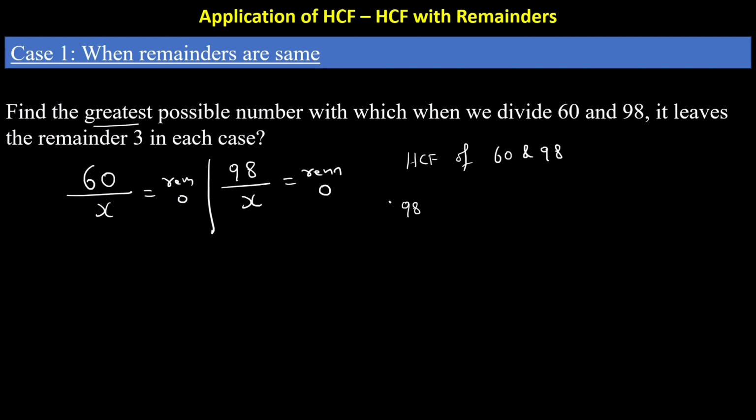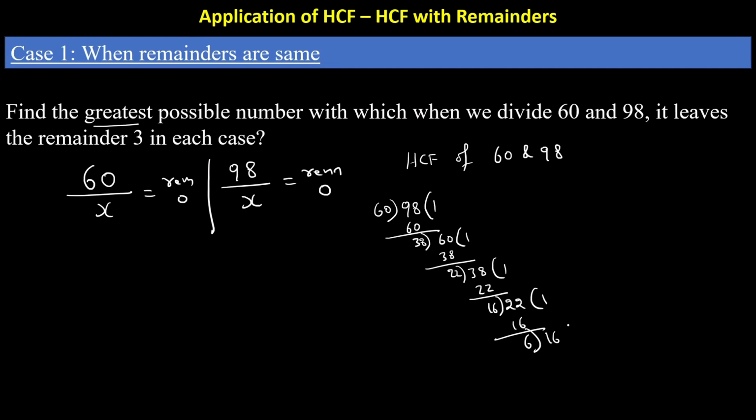Now let us find out the HCF of 60 and 98. What is the largest number? 98, and divide with 60. 60 one time, 60, remainder is 38. Again 60 will come here, one time 38, remainder is 22. 38 one time 22, remainder is 16. Again 22 here, one time 16, remainder is 6. Again 16 will come here, 6 twos are 12, remainder is 4. Again 6, 4 ones are 4, remainder is 2, and 4, 2 times 4, remainder 0.